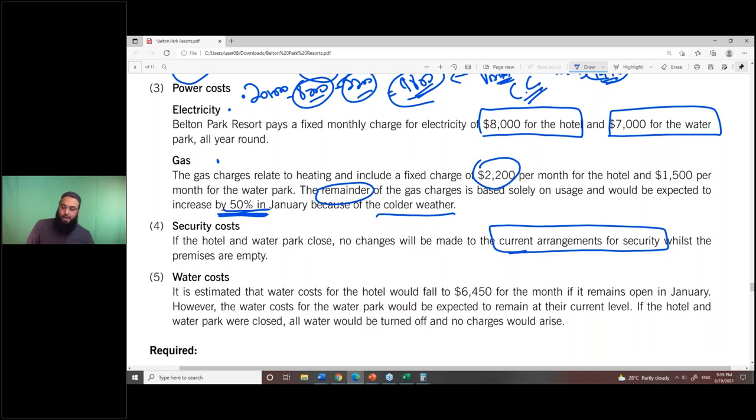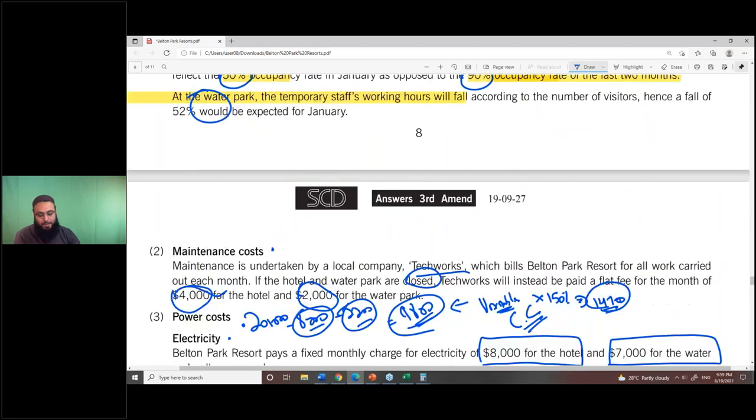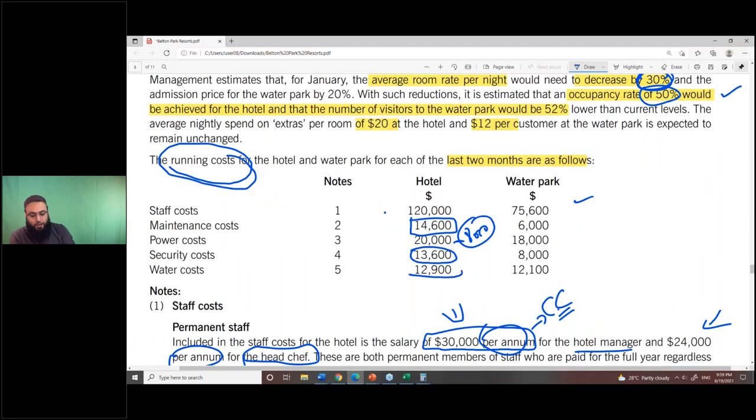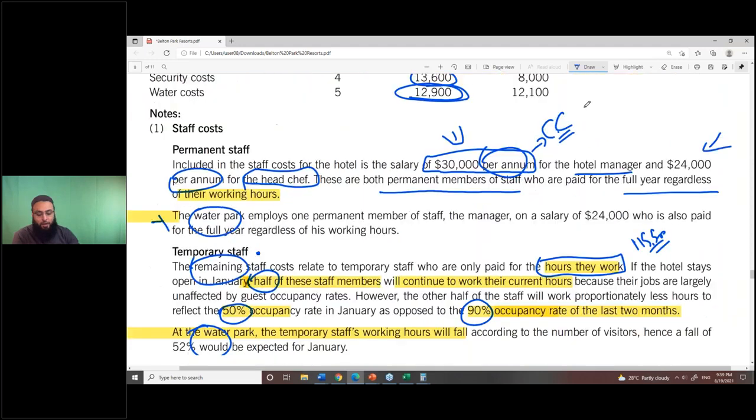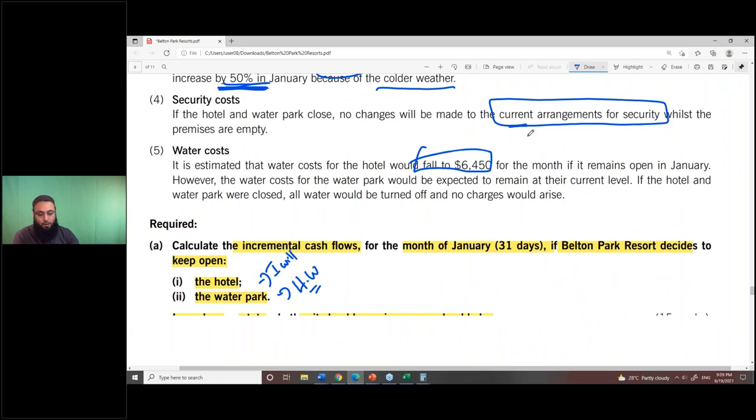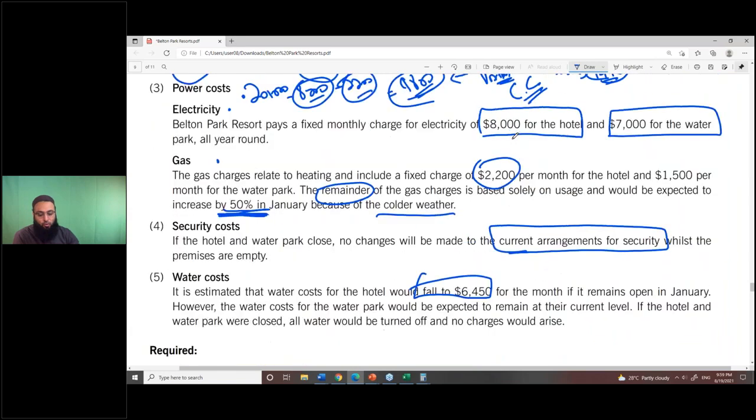Water. It is estimated that the water cost for the hotel would fall to 6,450 for the month if it remains open in January. Now, what is basically the water cost right now? It's 12,900. So it says that from 12,900, it will come down to 6,450. Okay, from 12,900 this will come to 6,450, right?